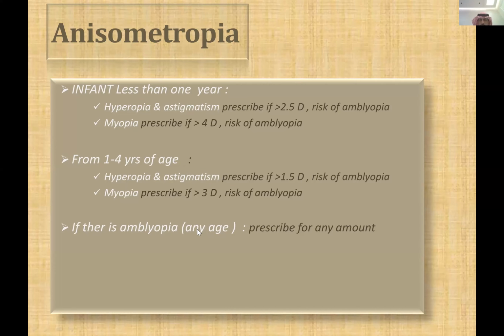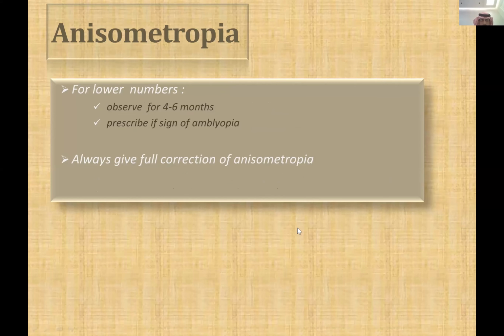If there is amblyopia, you should give in any age and any amount. If you have a lower amount of anisometropia, which is not recommended to prescribe glasses, you should observe for 4 to 6 months. Then if you have any signs of amblyopia, you should prescribe whatever the amount. Always give full correction for anisometropia. Don't undercorrect. This is an important message. Don't undercorrect the anisometropia.